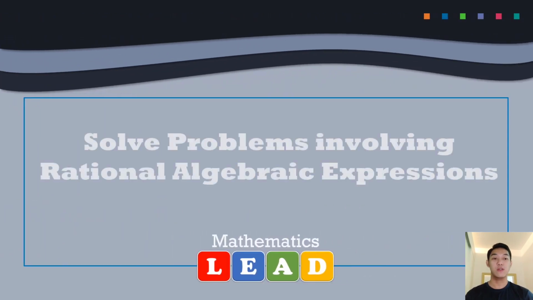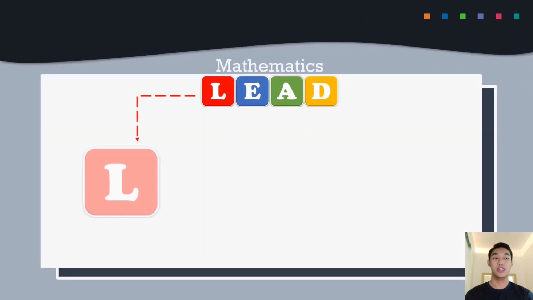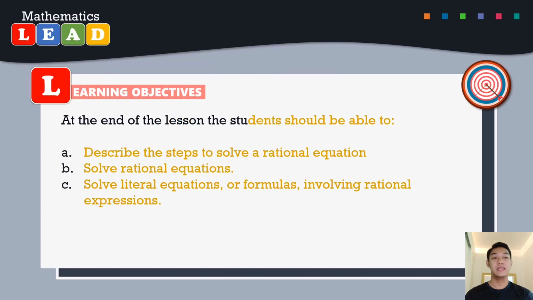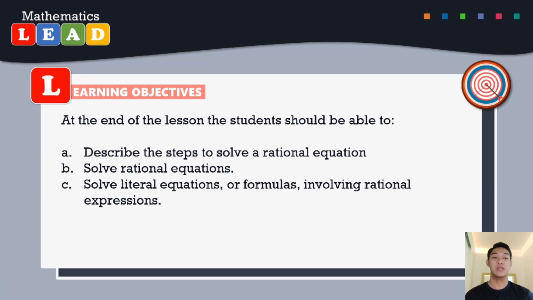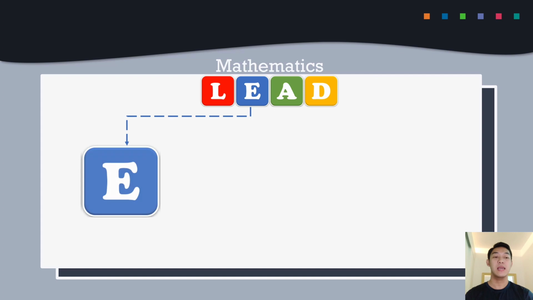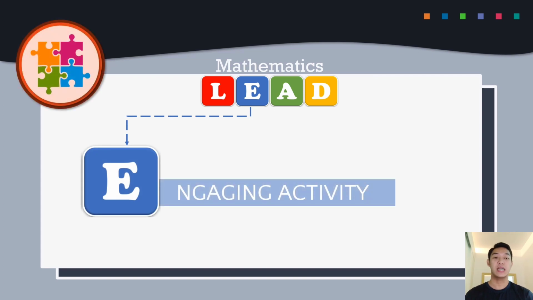This topic is about solving problems involving rational algebraic expressions. Let us proceed by knowing about our learning objectives. At the end of the lesson, the students should be able to describe the steps to solve a rational equation. Next, to solve rational equations. And lastly, solve literal equations or formulas involving rational expressions. But before we discuss our topic, let us first have our engaging activity.